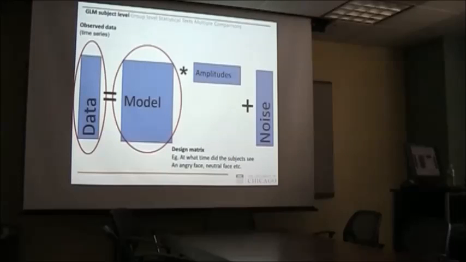Your model in that case, often referred to as the design matrix, is just a specification of at what times subjects saw, I often use the example of face processing, say an angry face, a neutral face, etc., whatever your experiment was. So you're trying to model how well the presentation of these stimuli, or whatever else they had to do, fits the data. Your beta values, often referred to as parameter estimates, can be thought of as the amplitude of the voxel response. So it says something about how well any part of your model fits the data.